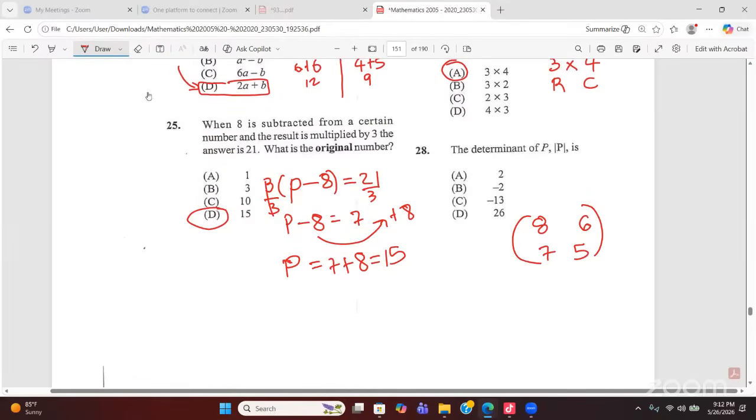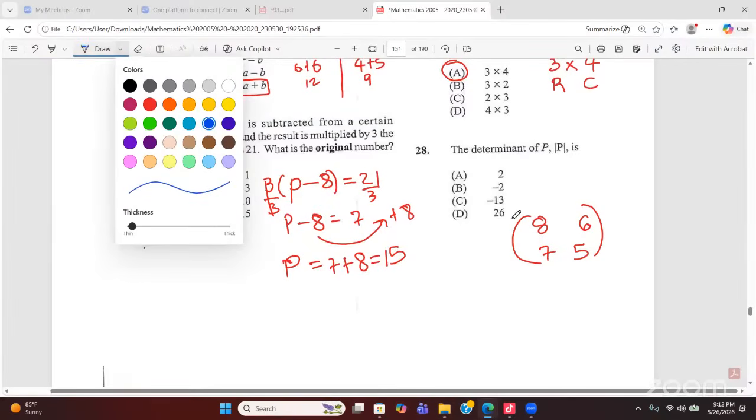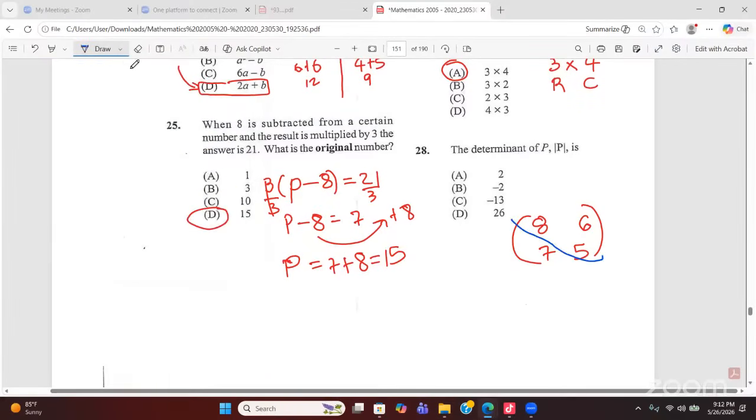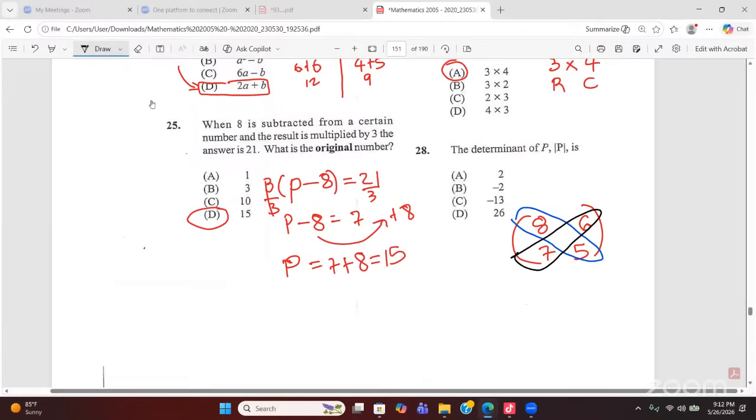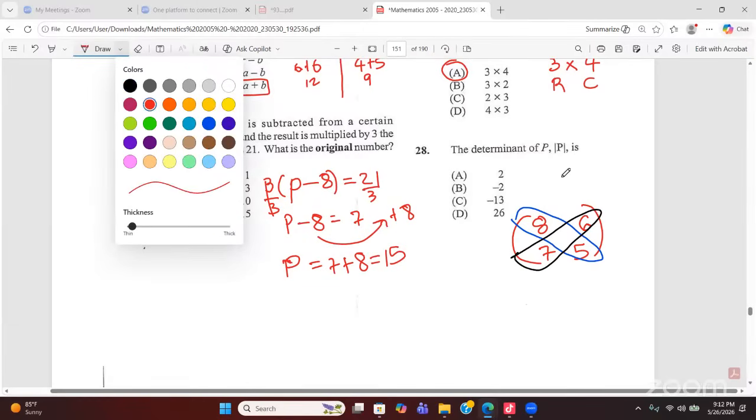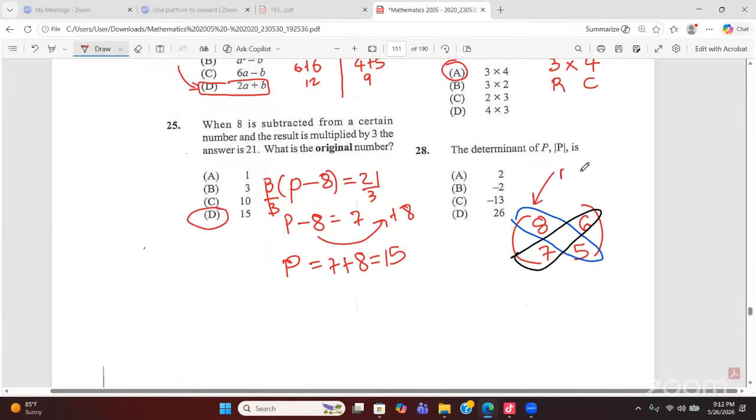Remember, the determinant is the product of the main diagonal subtract the product of the other diagonal. So what is my main diagonal? I'm going to just put the little arrow here. This is my main diagonal. So it's going to be 8 times 5, and we're going to subtract 7 times 6. 8 times 5 gives you 40 minus 42, and that result is a negative 2.